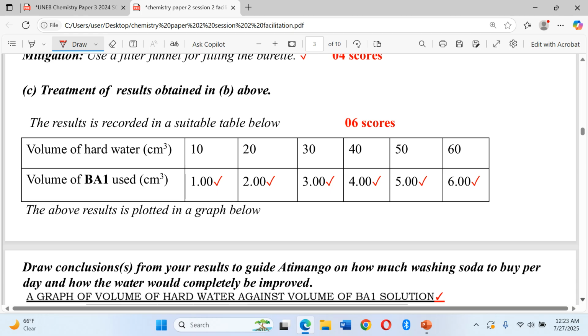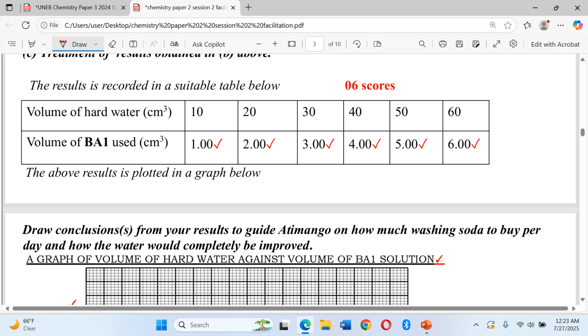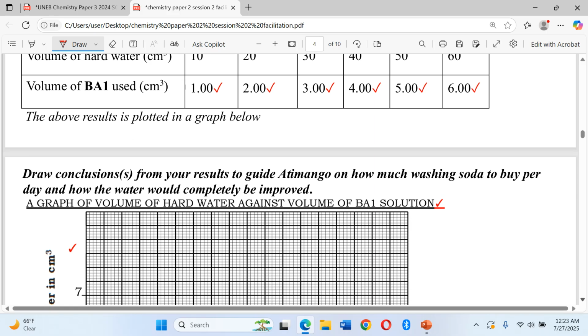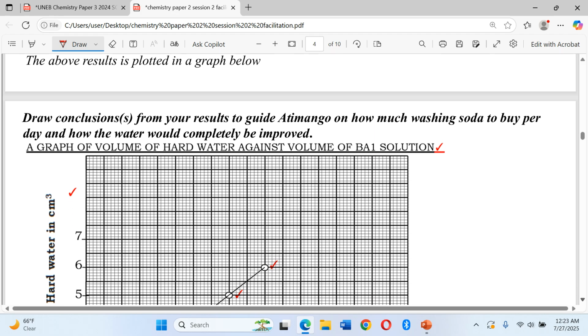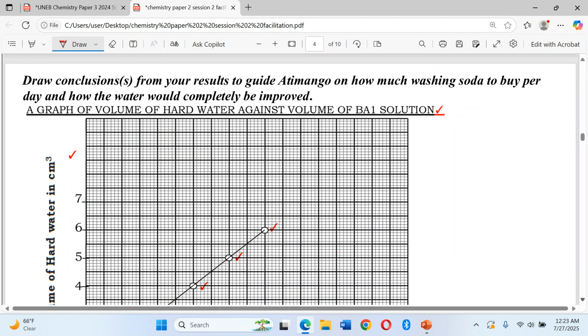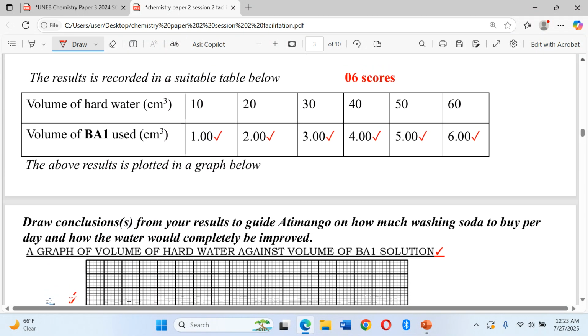Now, how do we analyze our results? A graph can be plotted. So here is our graph, and the title is a key. We are saying a graph of volume of hard water against volume of BA1 solution. We have all this in our table.